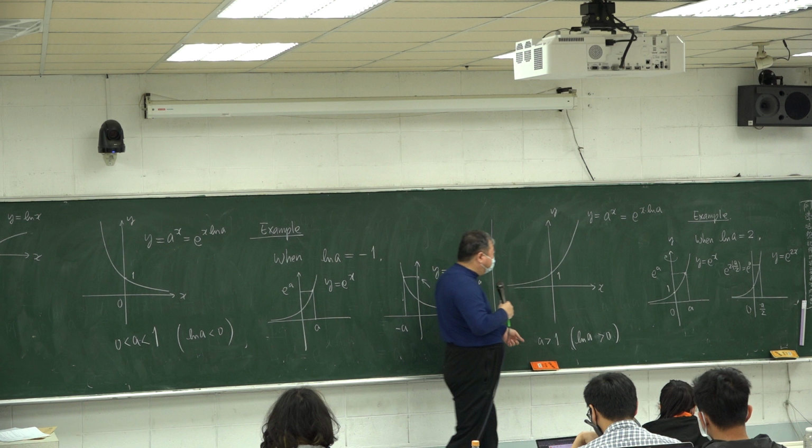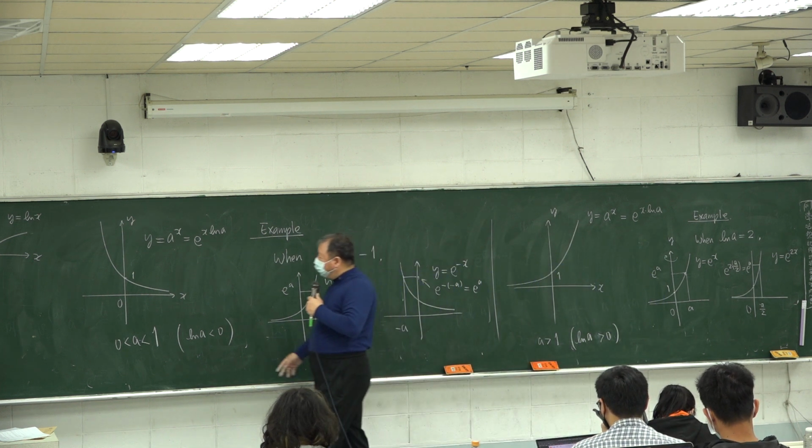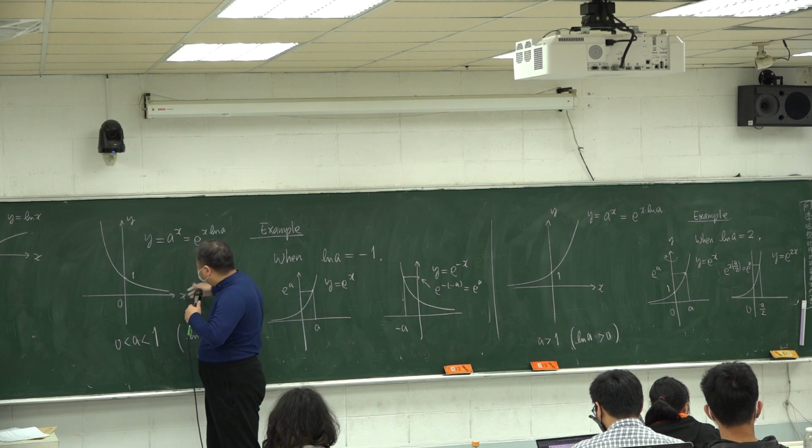So this is the reason why when a is greater than 1, the graph looks like this. When a is between 0 and 1, it is a decreasing function.